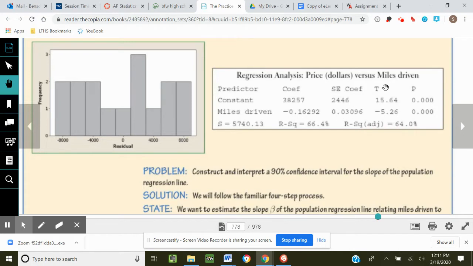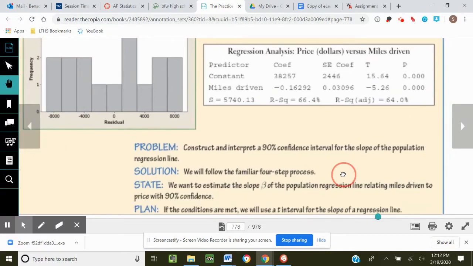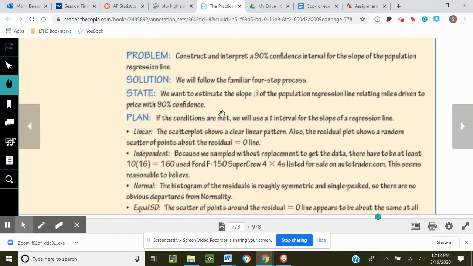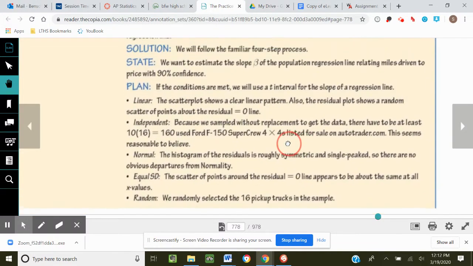Okay? T, when we go to do tests a little bit later on in this chapter, we can make use of t, but that doesn't apply to a confidence interval. Okay, so if we construct and interpret a confidence interval for the slope of the regression line, here's our state step. In the plan step, conditions are met. The inference procedure name here is a t interval for slope. If you want, you can just write t interval for slope, but that is going to be the inference procedure name for this. And then we go ahead and do LINER, the conditions.